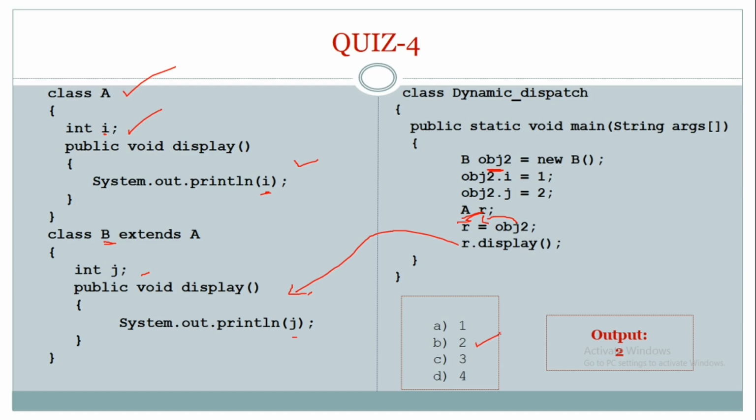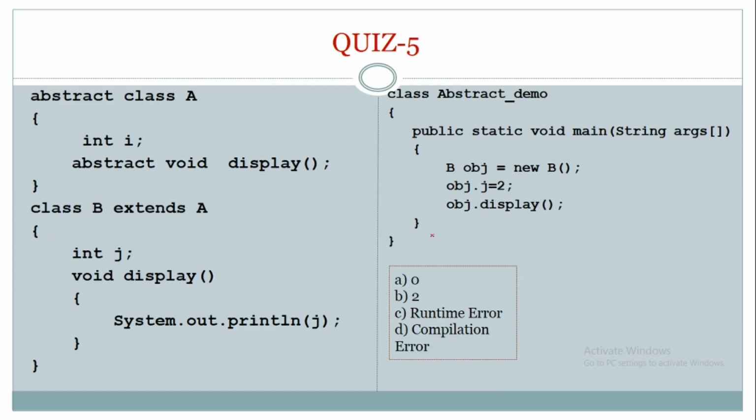Let us go to the next problem. As you can see here is an abstract class. An abstract class has an instance variable and an abstract method. As you already know, an abstract method doesn't have any definition, and it should compulsorily be defined in its derived class. Here the abstract method is being implemented in its subclass. Class B extends A, so class B is a subclass of superclass A.